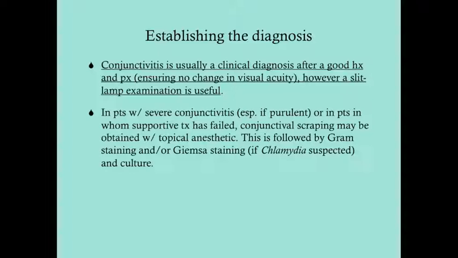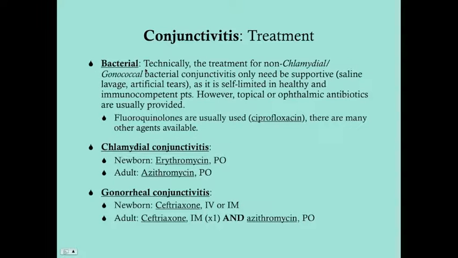In patients with severe conjunctivitis, especially if it's purulent, or in patients in whom you have done supportive therapy and it's failed, or their conjunctivitis has not gone away, because this tends to be a self-limiting disease, you can do a conjunctival scraping, which will help you determine what pathogen is behind it. And of course, you'll do that with a topical anesthetic, and you'll do a Gram stain and/or a Giemsa stain. Giemsa stains are done for chlamydia, and then also culture. But typically, you don't need to do this. It's just diagnosed clinically. So what do we do for treatment?